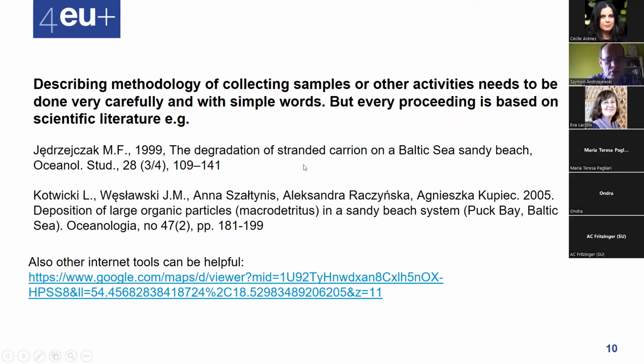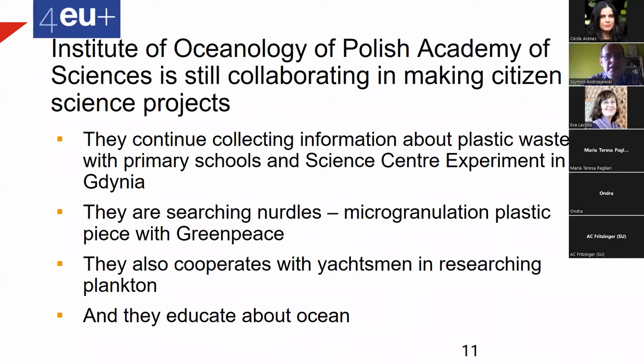So, the Institute of Oceanology of the Polish Academy of Sciences: earlier I've shown you examples of projects that have been made some years ago. Now they are still collaborating and making citizen science projects. They continue collecting information about plastic waste with primary schools and museums, a science center experiment in Gdynia. This is a museum in Gdynia that also educates people, especially young people, on how they can help in science. They are also searching for nurdles.